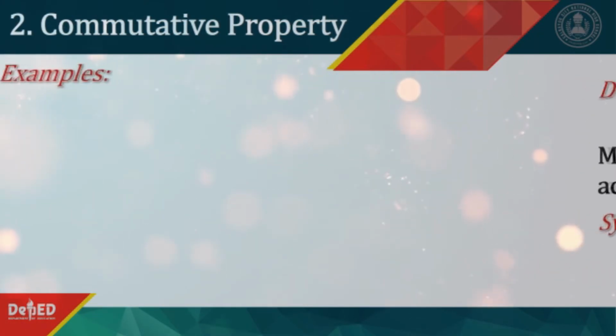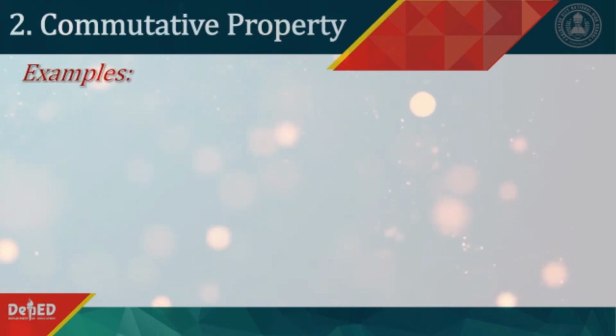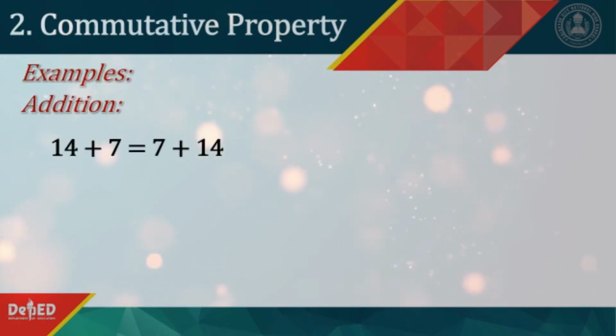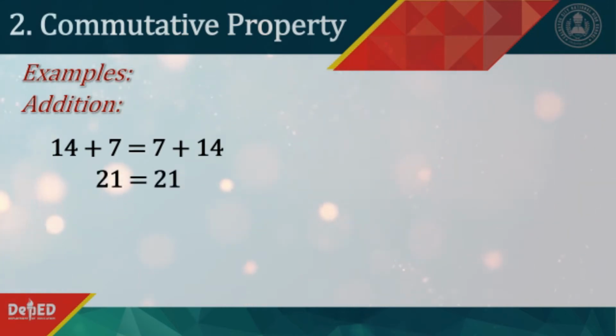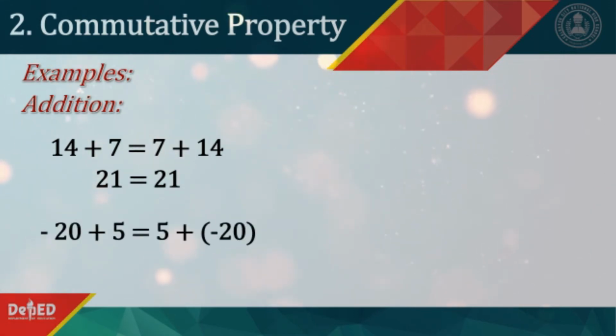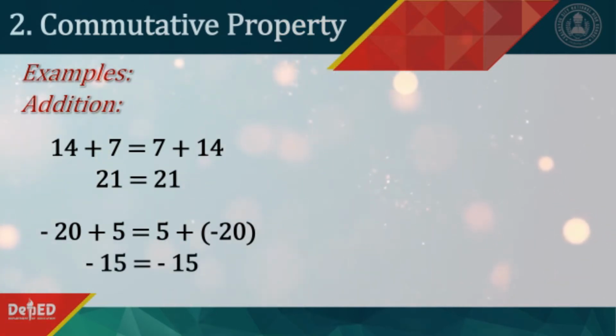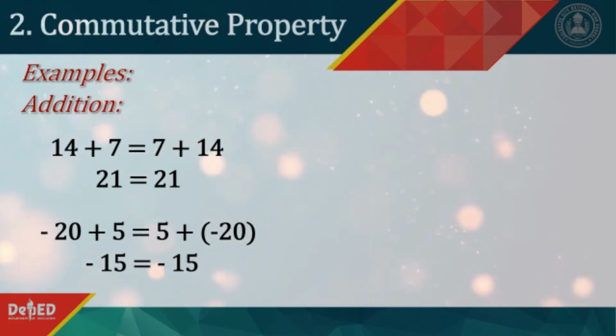Here is an example of commutative property. For addition, 14 plus 7 is equal to 7 plus 14, which is true because 14 plus 7 is equal to 21, and 7 plus 14 is also equal to 21. Another example is negative 20 plus 5 is equal to 5 plus negative 20, which is also true because negative 20 plus 5 is equal to negative 15, and 5 plus negative 20 is also equal to negative 15.